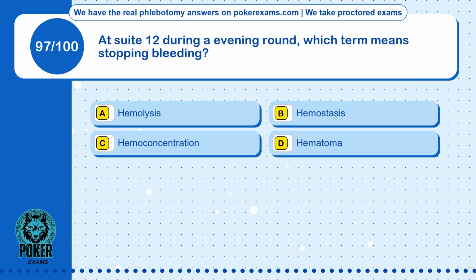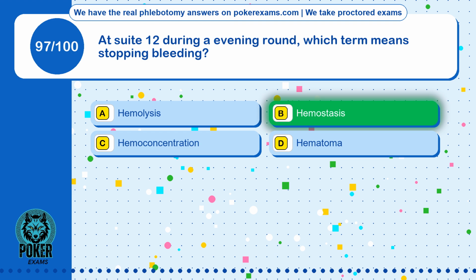Question 97. At Suite 12 during an evening round, which term means stopping bleeding? Option A. Hemolysis. Option B. Hemostasis. Option C. Hemoconcentration. Option D. Hematoma. The correct answer is option B. Hemostasis.